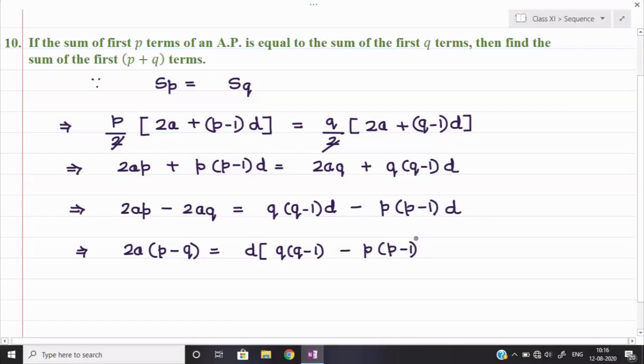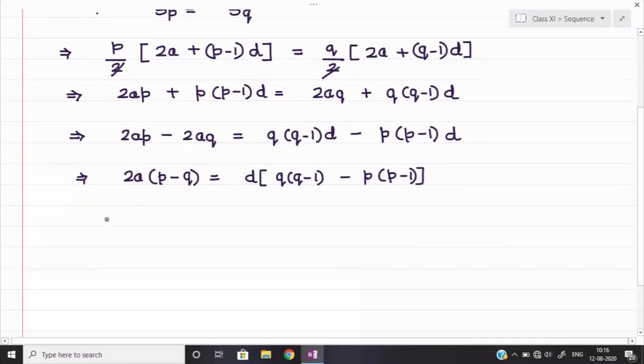Now let us see further. So 2a into the bracket (p minus q), that I am keeping as it is, equal to d, also I kept as it is, multiply the q and p in the brackets. So q square minus q minus p square and then plus p.